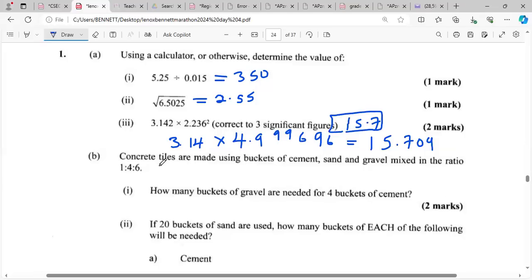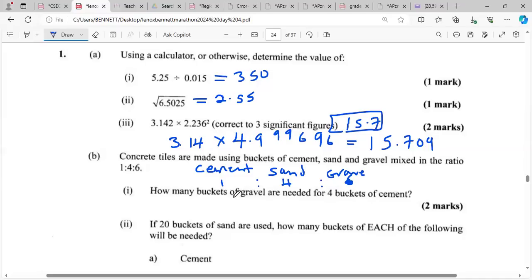Alright, concrete tiles are made using buckets of cement, sand, and gravel mixed in the ratio 1 to 4 to 6. Back to prep school, guys. So we have cement, sand, and gravel. So the ratio now, this is 1, this is 4, and this is 6. How many buckets of gravel are needed for 4 buckets of cement?